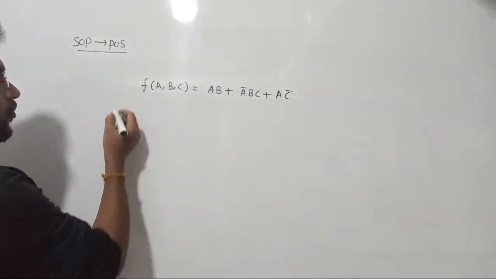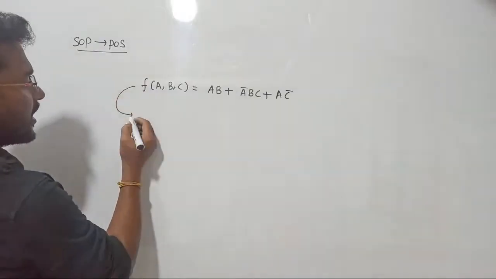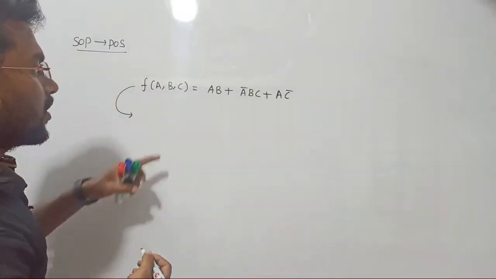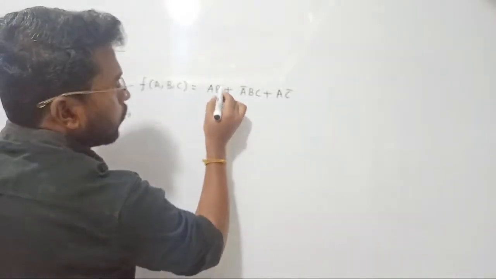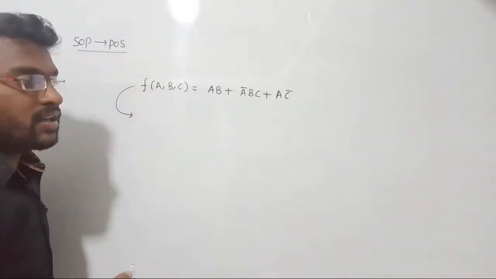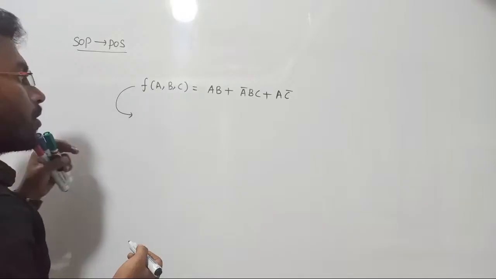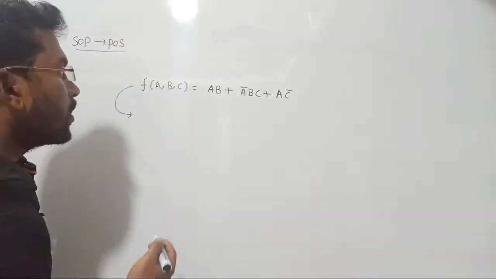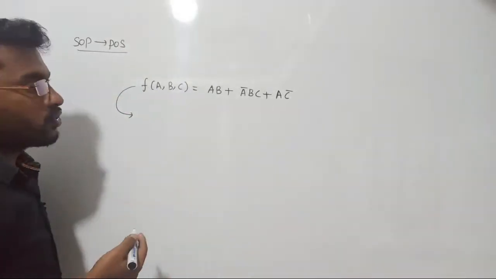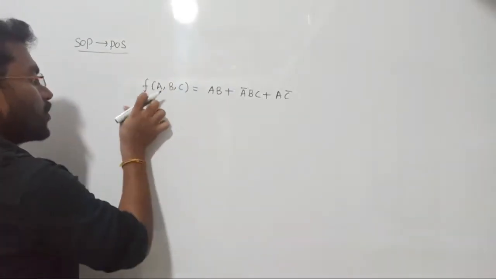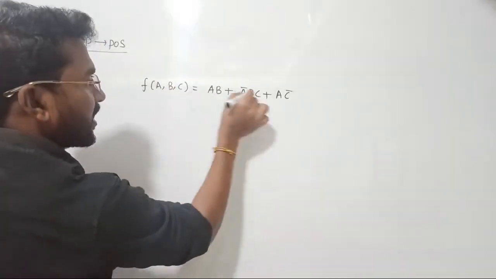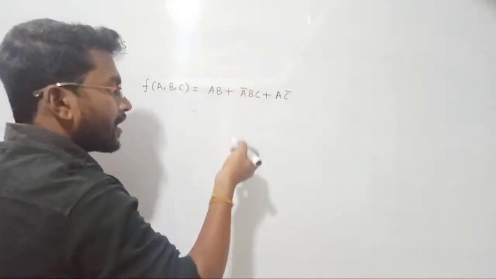Now you are requested to write its equivalent max term form. Given it is a sum of products, you are requested to write its equivalent minimized product of sum format. So what shall we do? First of all, we should identify the available variables in the SOP. We need to know what is there in the sum of products.